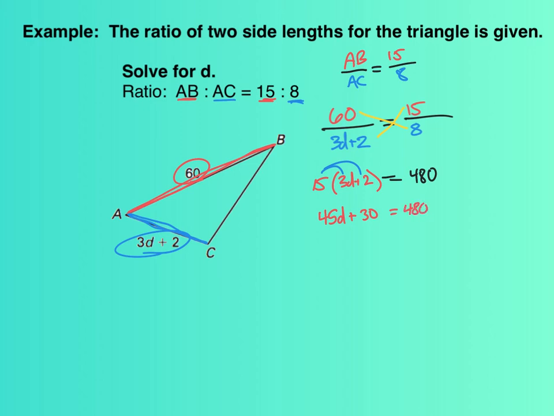Right. So now to solve, I subtract 30. 30s are gone. 45D is now equal to 450. Well, that worked out really nice for us. Divide by 45, and in that case, D is equal to 10. What I asked to be solved for, just simply solve for D. I don't need to find the length of AC, so D is 10, and I can move on.